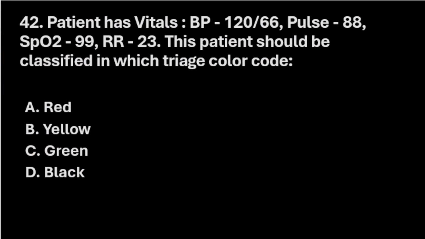Next question. A patient has vitals BP 120/66, pulse 88, SpO2 99, RR 23. This patient should be classified in which triage color code? Option A, red, option B, yellow, option C, green, and option D, black. The right answer is option C, green.